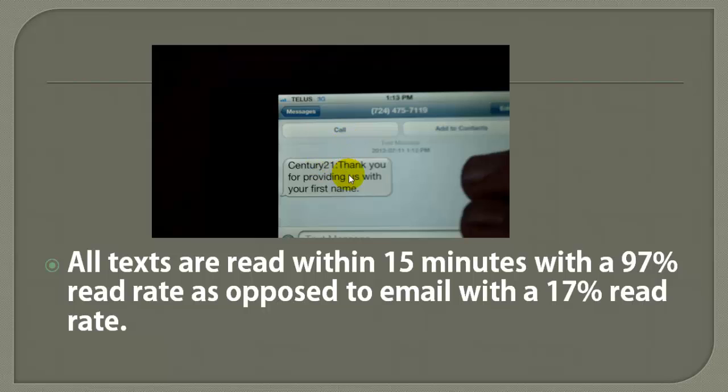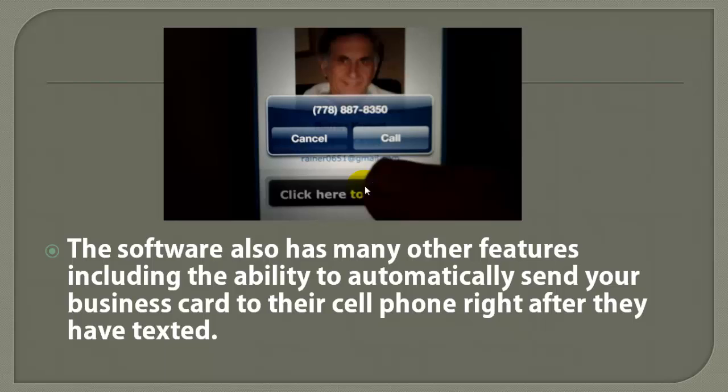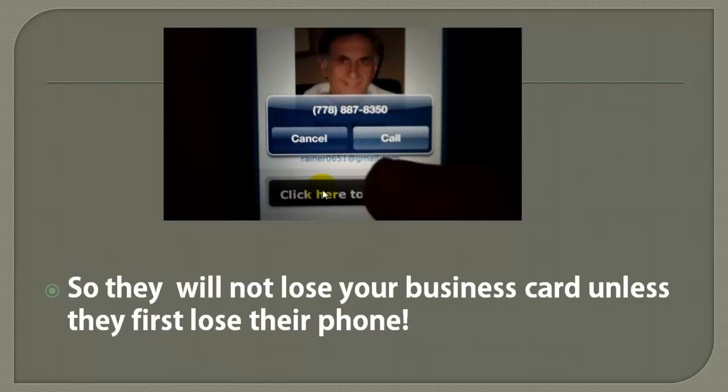And all texts are read within 15 minutes, and that's a 97% read rate as opposed to email with only a 17% read rate. And who knows when email gets read. And the software also has a lot of other features. It can do appointments, etc. But the one really cool feature is it can send a business card to their cell phone right after they've texted. So they won't lose your business card unless they first lose their phone. They can't throw you away.